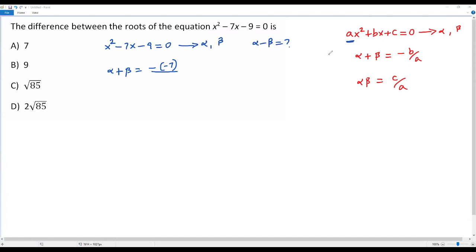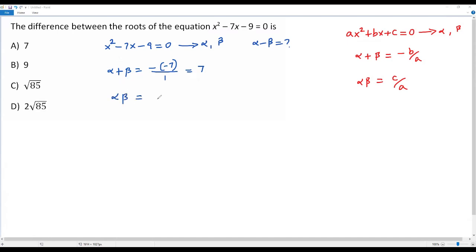a is the coefficient of x². What is the coefficient of x² in the given quadratic equation? Actually it is 1. So we have to write 1 over here. Then we get negative times negative, it will be positive 7 over 1. 7 over 1 is just 7. Okay, here I got the sum of the roots. So that is alpha + beta, it's equal to 7. Now let me get the product of the roots.